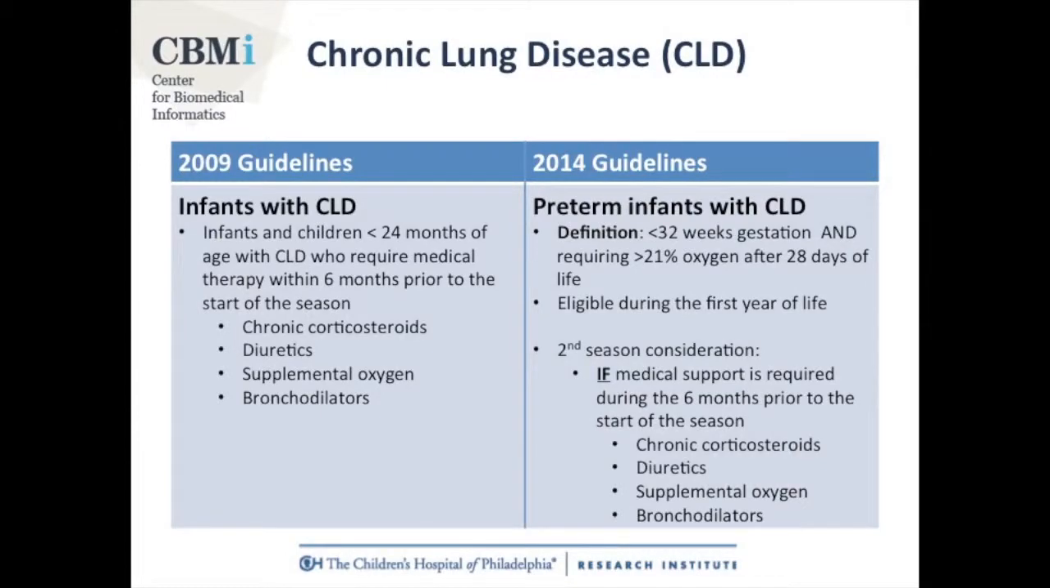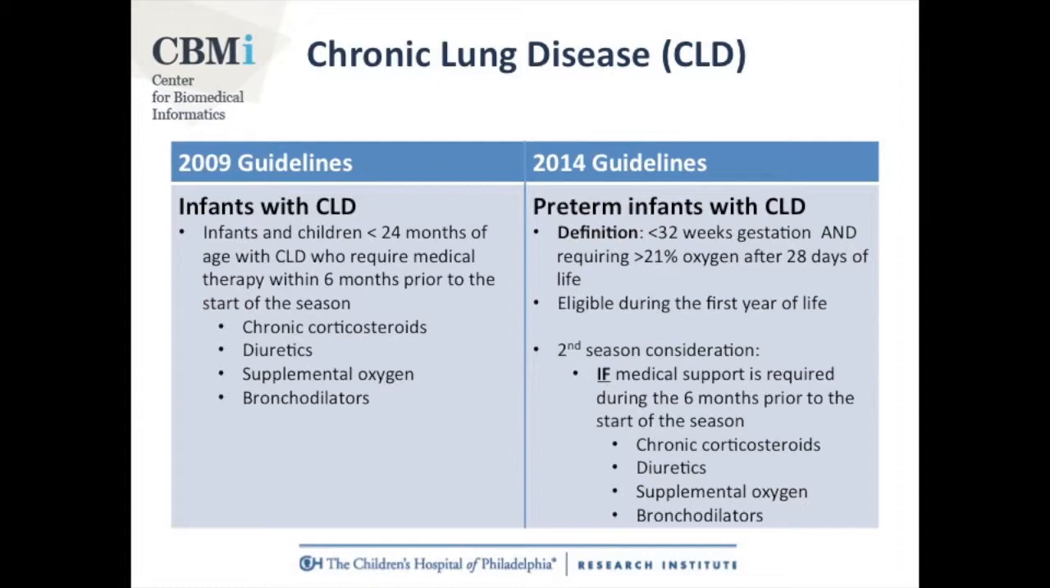So moving on to look at the children with chronic lung disease. In the 2009 guidelines, they described infants with chronic lung disease, and they didn't give a very clear definition of what chronic lung disease would mean. But they did say that infants and children who were less than 24 months at the start of the season with chronic lung disease who require medical therapy within 6 months prior to the start of the season would be eligible for a full 5 doses, so the entire series of palivizumab. The medical therapy was defined as chronic corticosteroids, diuretic therapy, supplemental oxygen, or the use of bronchodilators.